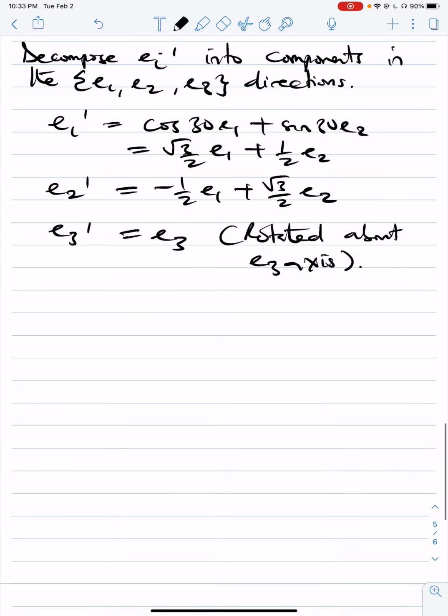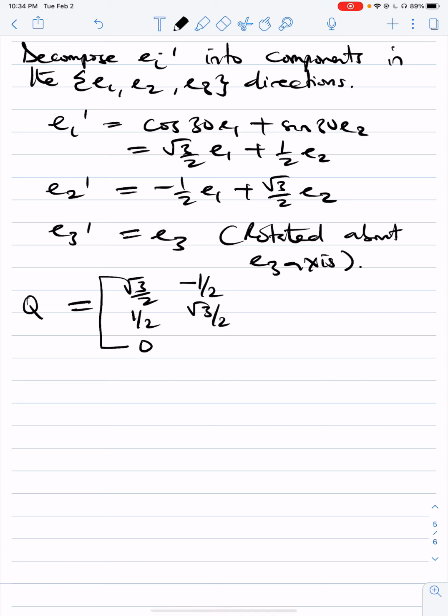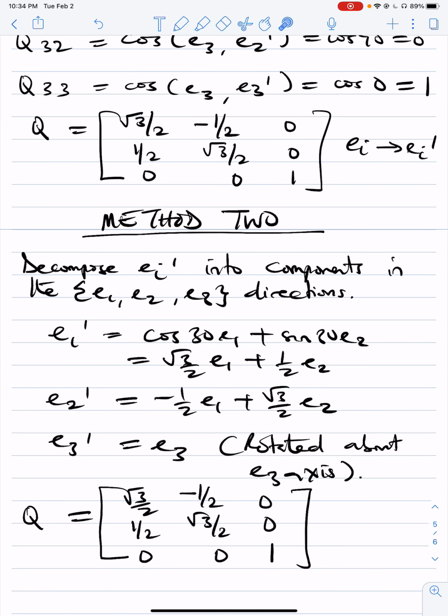Now to find the Q from this method is actually simpler if you understand what you're doing. So for E1, look at the E1 clearly. We have an E1 component and an E2 component, but not an E3 component. The E1 component is root 3 over 2. The E2 component is 1 over 2. The E3 component is 0. For E2, we have negative 1 over 2 for E1, root 3 over 2 for E2, none for E3. For E3, we have for the E1 nothing, for the E2 nothing, for the E3 1, which is exactly what we have here. But this is a lot shorter.